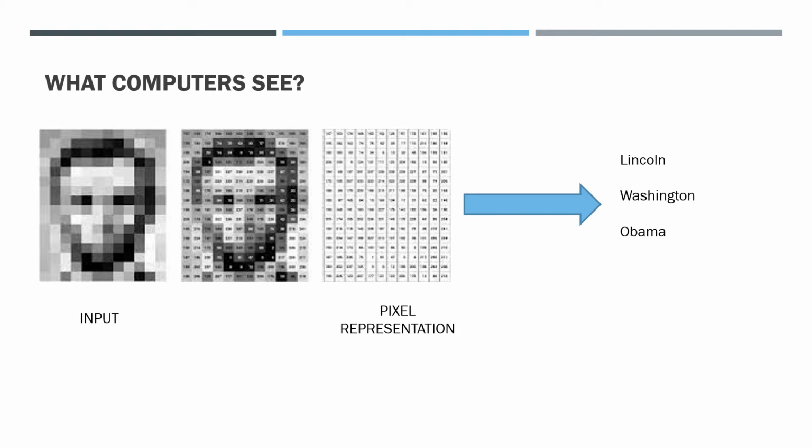Now, in order to identify this image and then label it as whether it's President Lincoln, Washington, or Obama, there are two ways to approach this problem. In machine learning, we call it classification, where the output is taken as labels, or a regression problem, where the output continues to take continuous values. So we want to predict a label of this image.